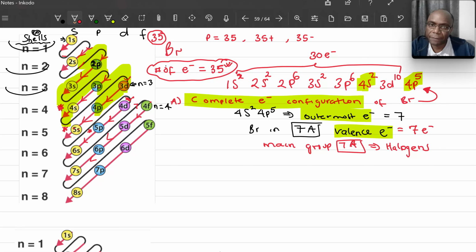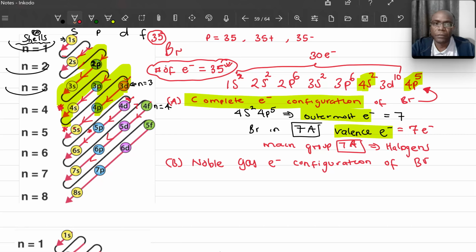Call this A. Part B, you might be asked to write the noble gas electronic configuration of bromine. How do you do that? The way you do that, you look at the complete electronic configuration. Let us write it here.